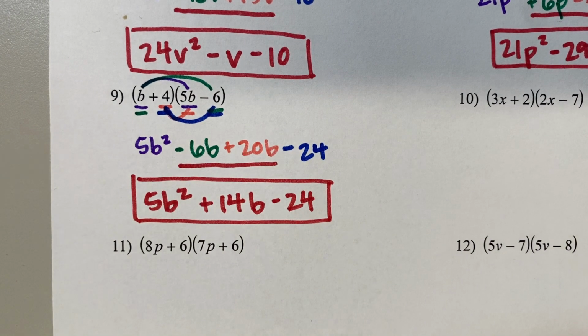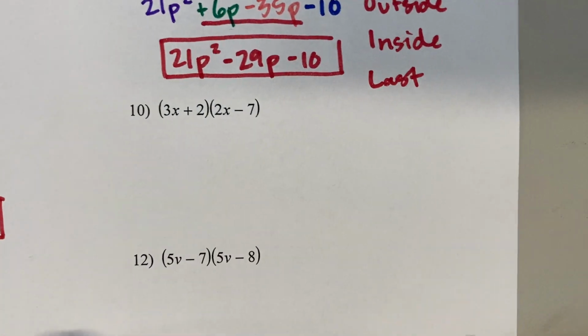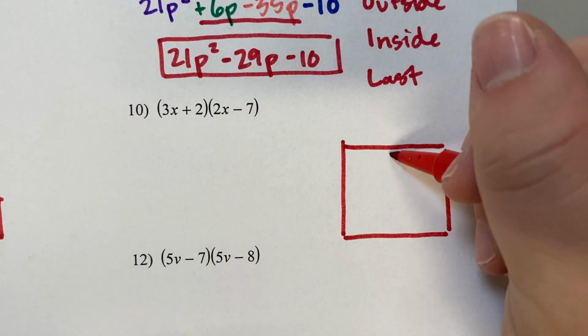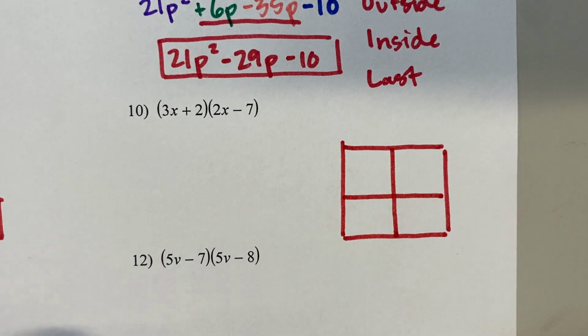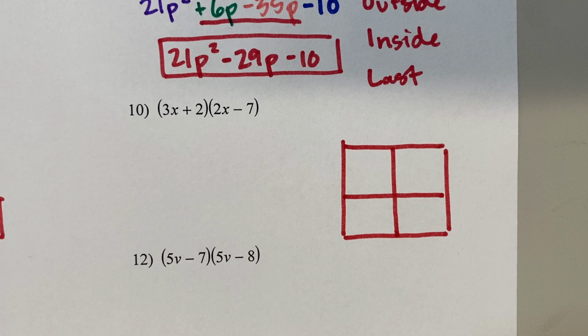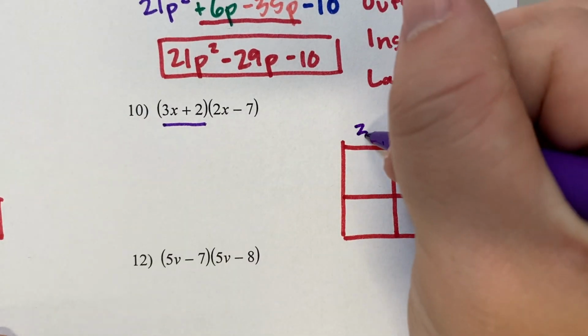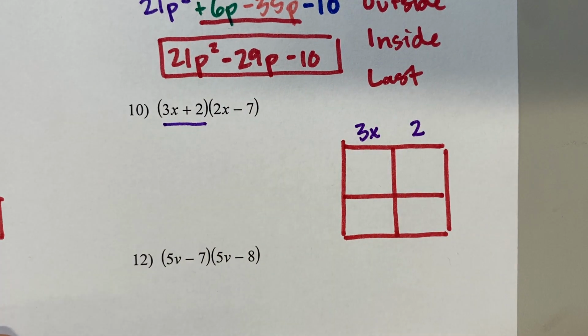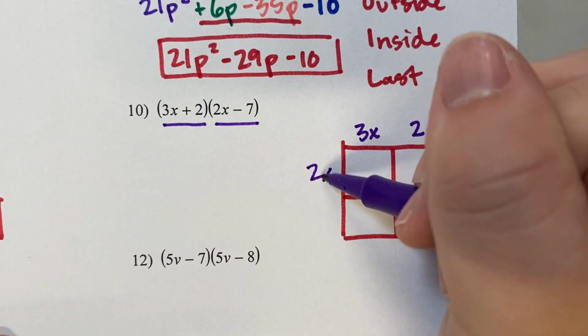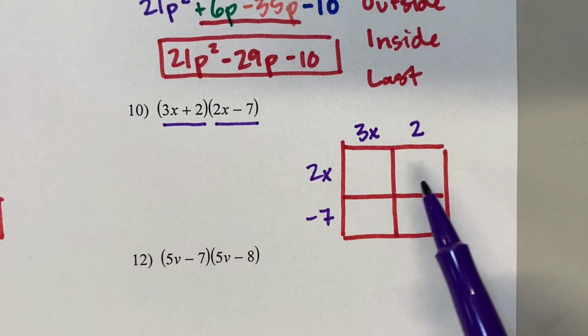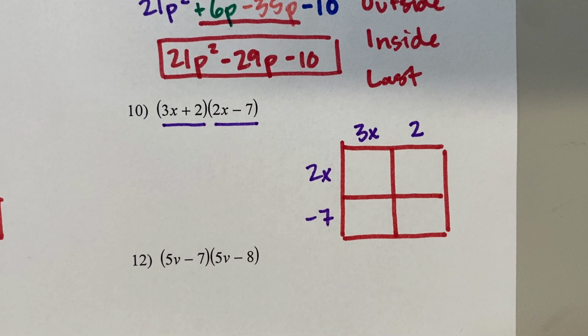The next method we learned about was our box method. If you remember, box method is where you literally draw a box with 4 squares. Once you have your 4 squares, you can then take both of your binomials. So I'm going to take my first binomial, put it on top, a 3x and a positive 2. Take my second binomial, put it down the side, 2x and a negative 7. And then we're just going to fill in these boxes by multiplying them out.